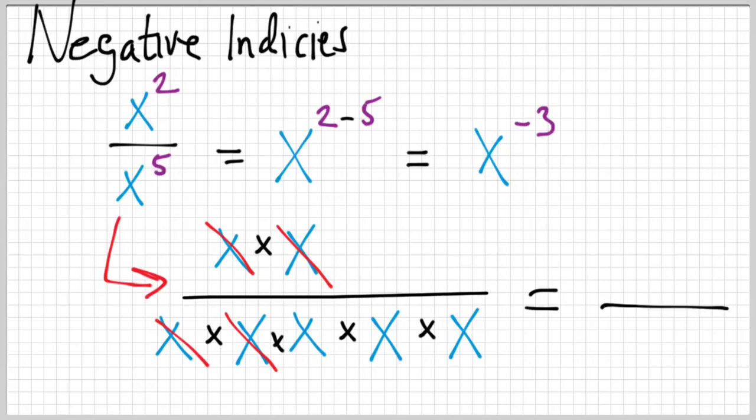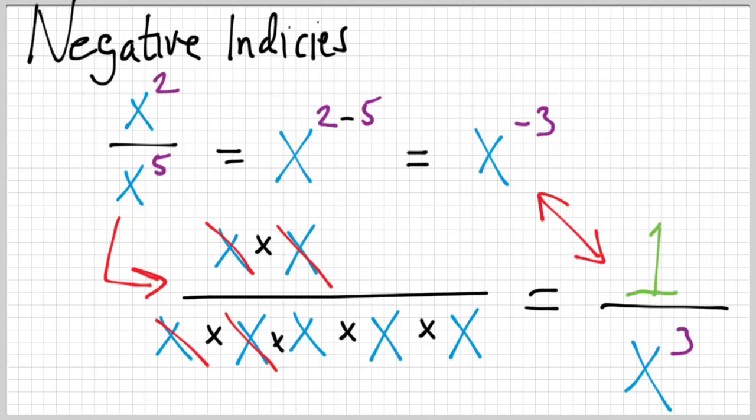right? We've canceled everything off the top, so in place of those x's, we're going to put a 1. And on the bottom, we have 3 x's, so that's going to be x cubed. So here we see that we've looked at the same problem two different ways. One way we got x to the negative 3, and one way we got 1 over x cubed.